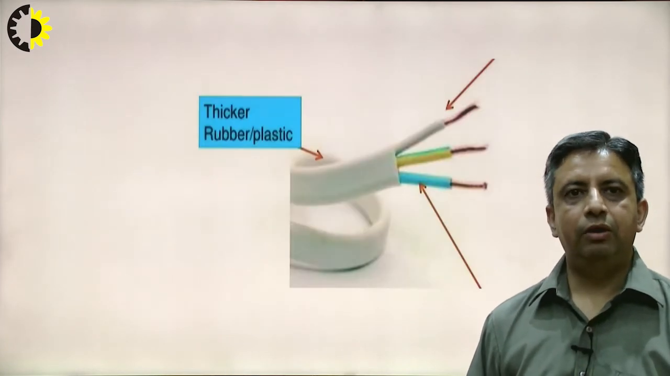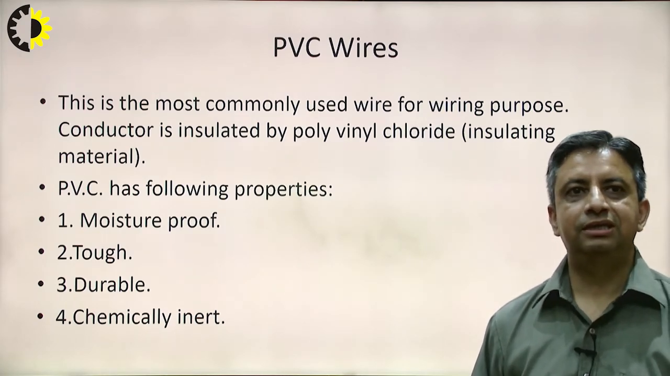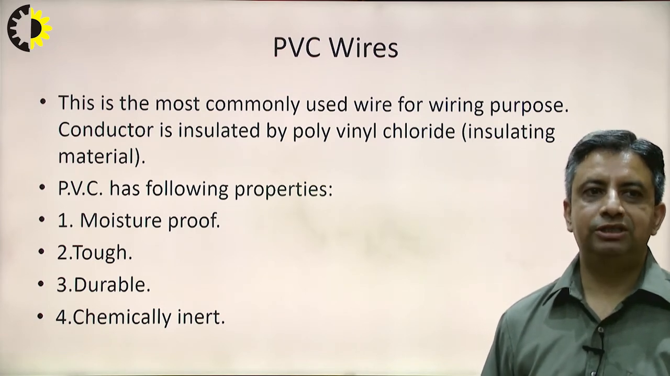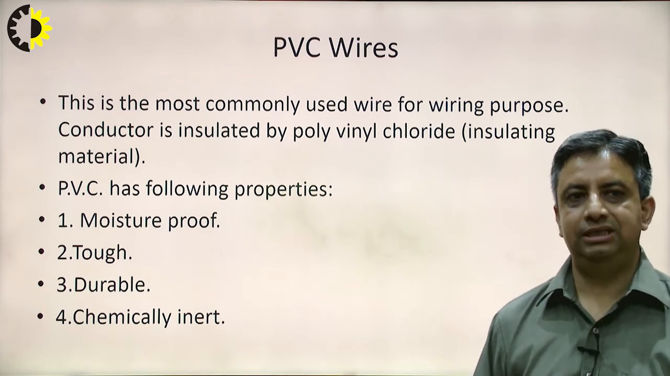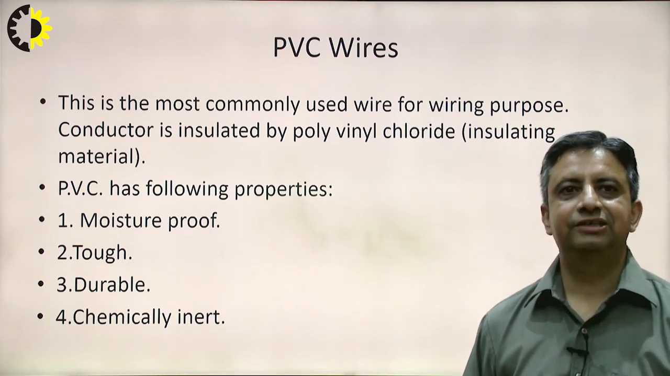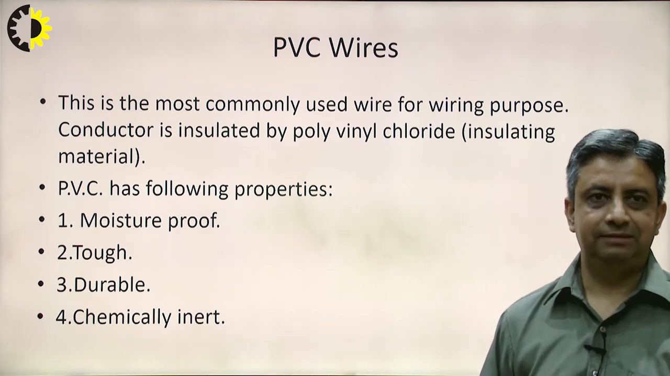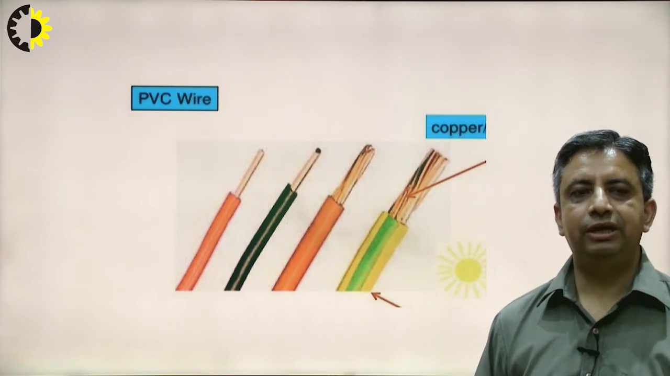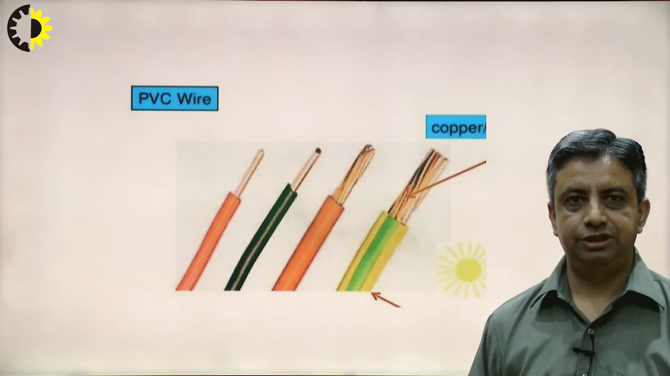But nowadays the most popular one is PVC wire, which we know is polyvinyl chloride. PVC has the advantage of being moisture proof. Second, it is tough. Third, it is durable, and fourth, it is chemically inert. Due to all these advantages, we generally go for PVC wires nowadays. You can see here that we only require one insulation outside, that is the PVC insulation.